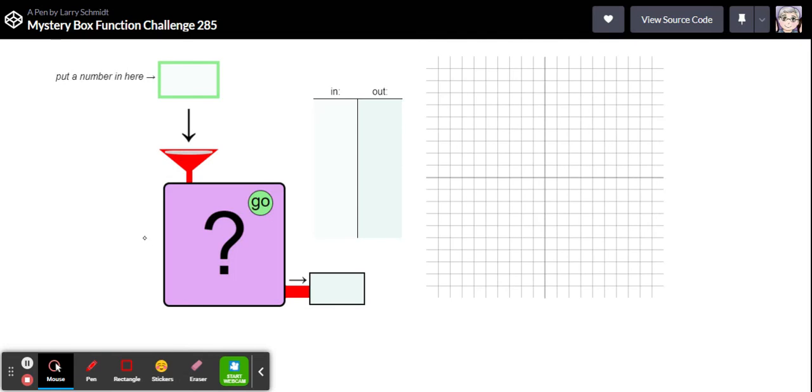Hello everybody and welcome to another mystery box function challenge. In this purple mystery box there is some math and your challenge is to figure out what it is.